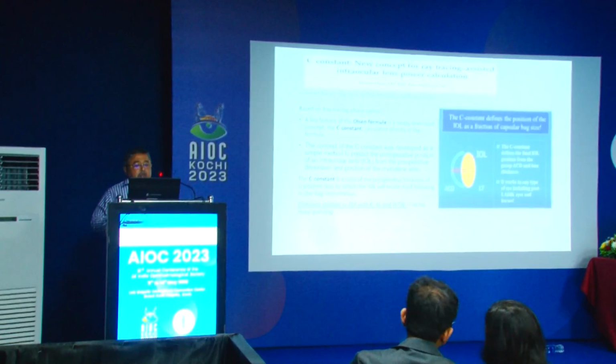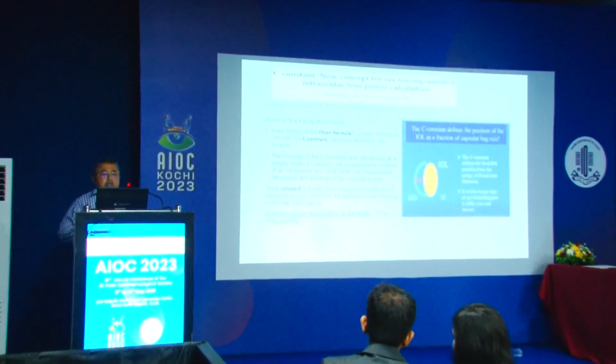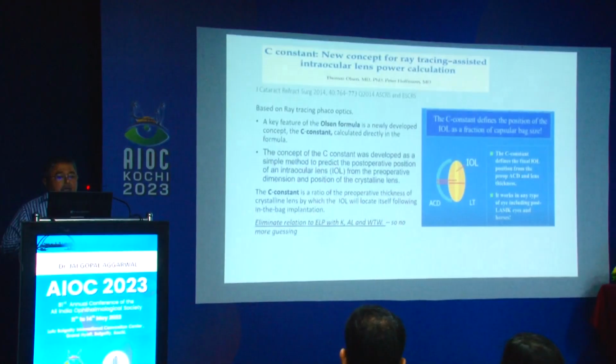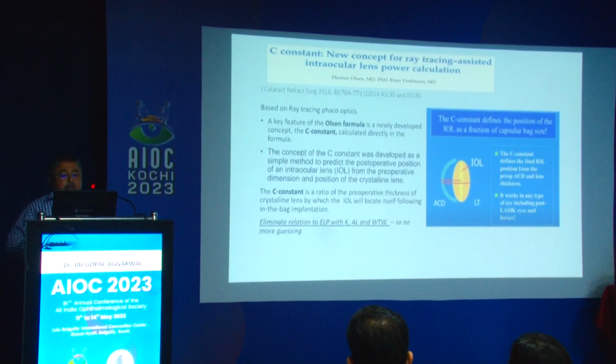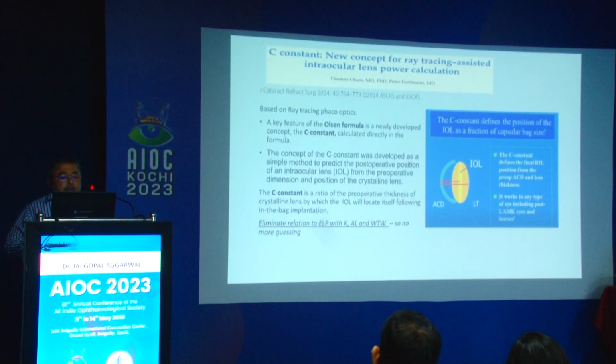Now another is the Olsen formula. It is also a regression formula, but it has a new concept of ray tracing assisted intraocular lens power calculation. Here is the concept of C constant, which was developed as a simple method of predicting the postoperative position of the intraocular lens from the preoperative dimension and position of the crystalline lens. Here again, it eliminates the expected lens position, using K, artificial axial length and white to white. So there is no guessing because it is not related to the expected lens position. So it gives a very good result.